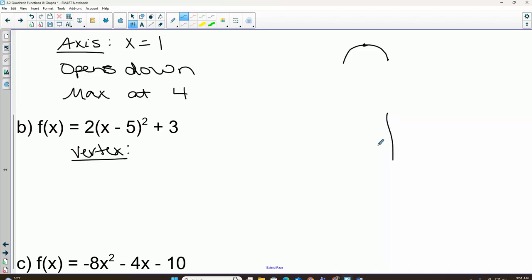Think about that. Parabola normally has a vertex at 0, 0. What would the minus 5 do? And the plus 3? The 2 is just stretching or shrinking. Does that move your vertex? No. So it just moves right and up. So where's my vertex end up?